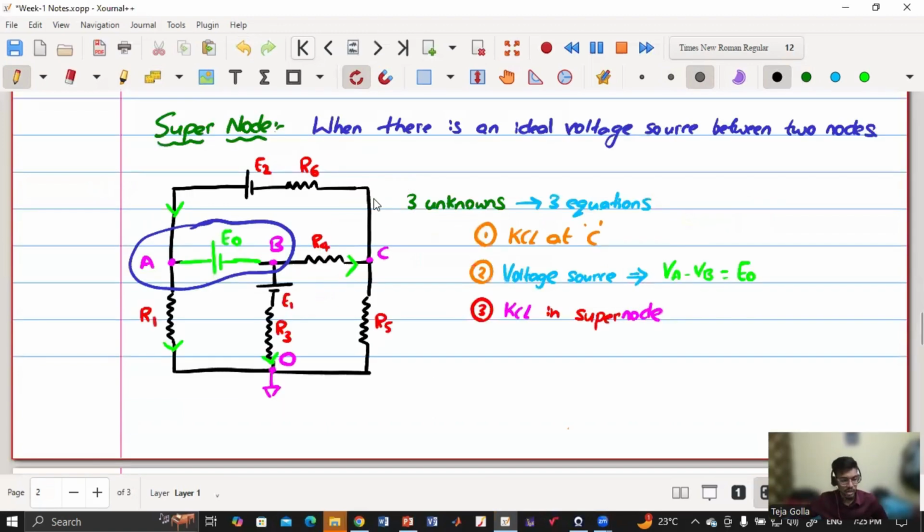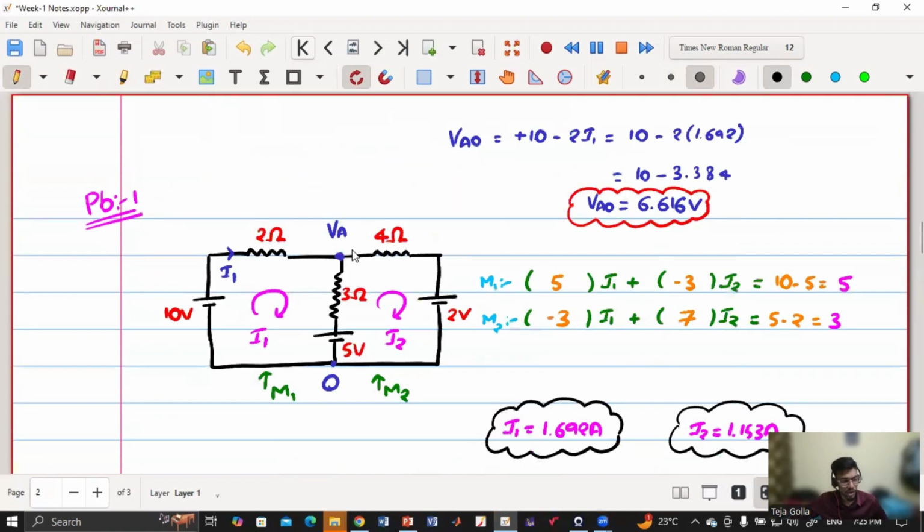Similarly, see how we have calculated this voltage. How we have calculated by applying KVL. So applying KVL here, I got this VA. Similarly, I can go from this side also. It will be 2 plus 4 into I2. So both will give VA.